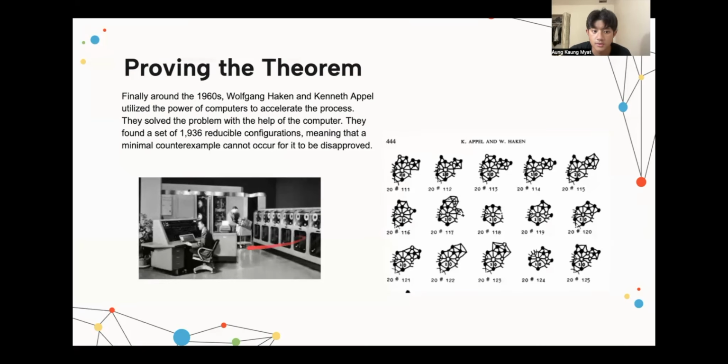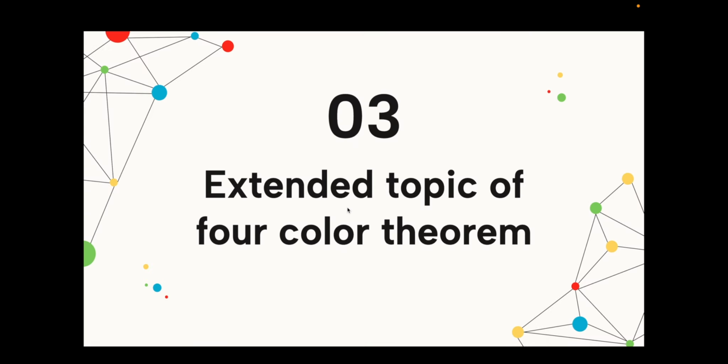So here's a picture of the powerful supercomputers in the 1960s, and this is a snippet of the reducible configurations that Wolfgang and Kenneth had to prove the four-color theorem. So, moving on to the extended topics of the four-color theorem.